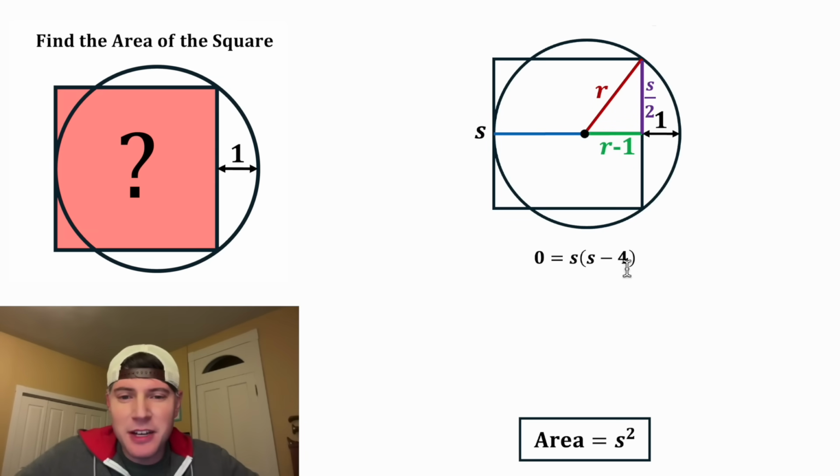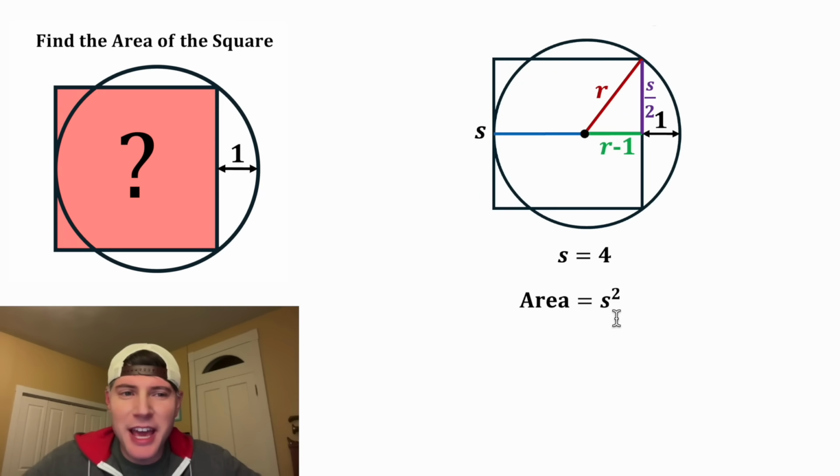Anytime you have something times something equal to 0, it'll be true if either of those somethings is equal to 0. So how do we feel about S equals 0? S is equal to the side length of our square, so this is not possible. And then for the S minus 4 equals 0, let's add 4 to both sides, and we end up with S is equal to positive 4. And this is a valid solution.